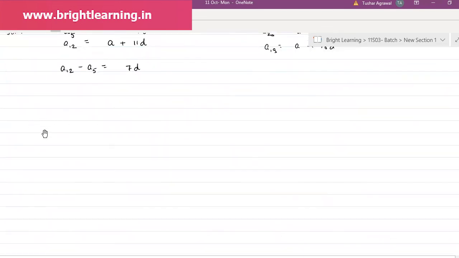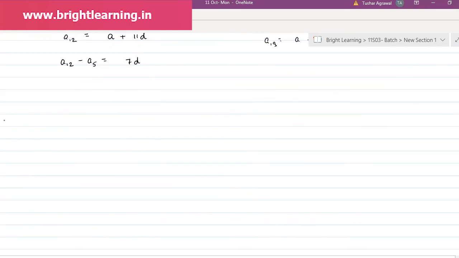So now solve this question in the shortest time possible. In an AP, the twenty-fifth term is 125 and the 20th term is 75.